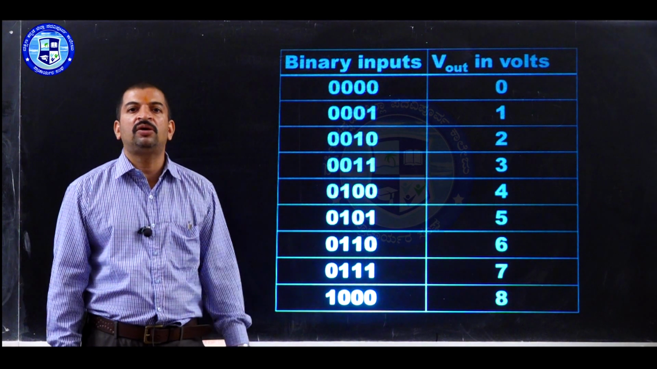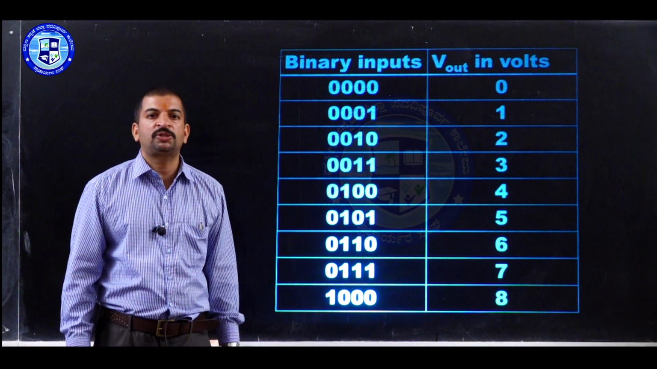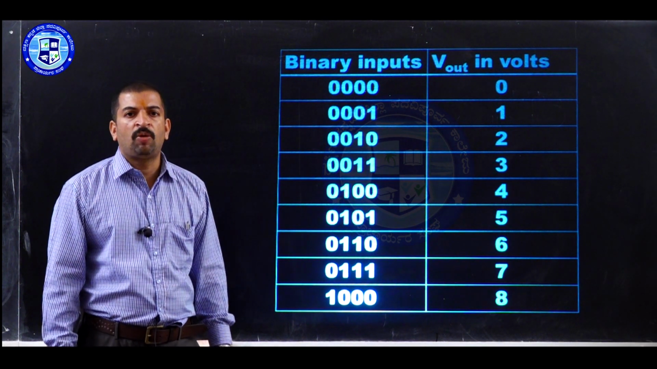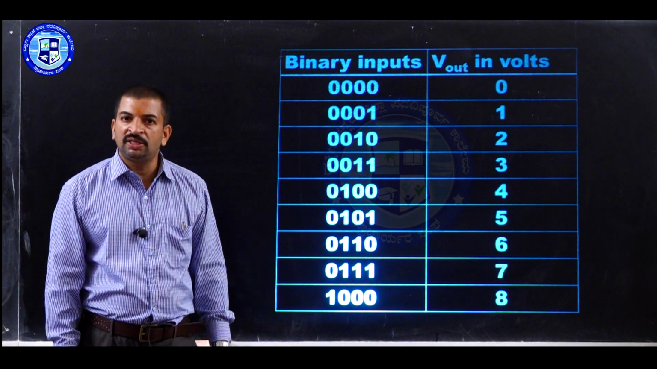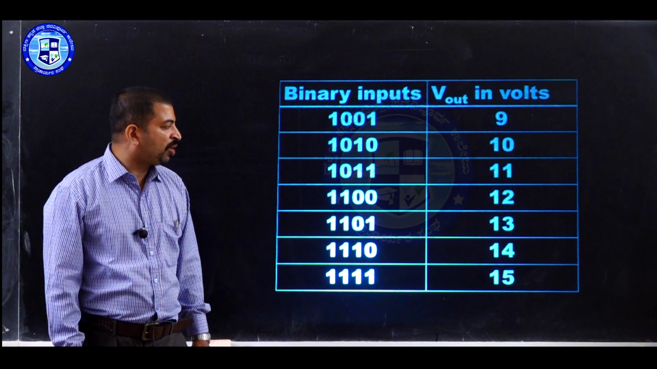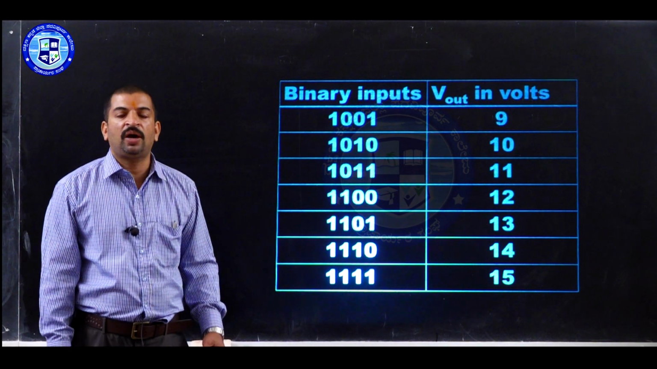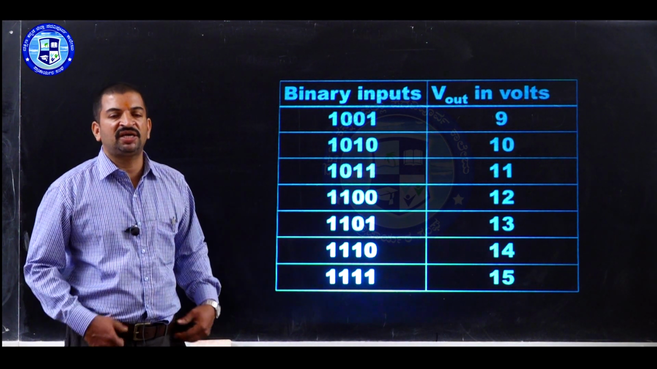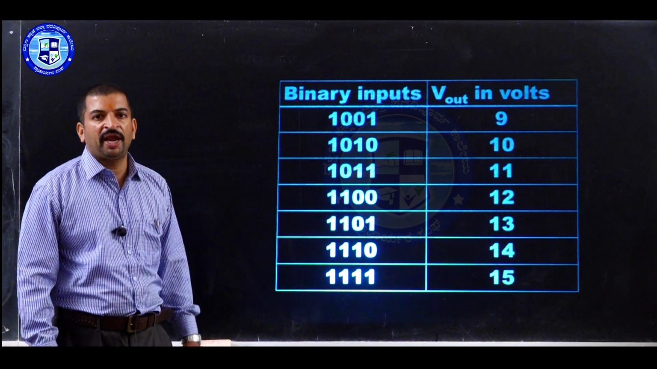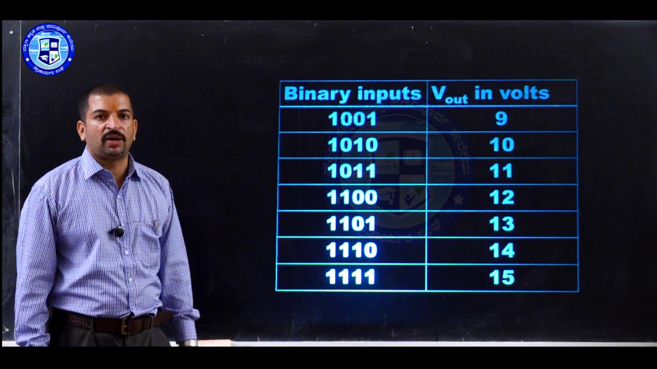For 1, 0, 0, 0, output becomes 8 volts. For 1, 0, 0, 1, output voltage becomes 9 volts. For 1, 0, 1, 0, output voltage is 10 volts. For 1, 0, 1, 1, output voltage becomes 11 volts. For 1, 1, 0, 0, the output voltage becomes 12 volts. For 1, 1, 0, 1, output becomes 13 volts. For 1, 1, 1, 0, output becomes 14 volts. And for 1, 1, 1, 1, output becomes 15 volts. These are the tabular columns showing the output for different combinations of inputs. Hence, the circuit works as a digital to analog converter.